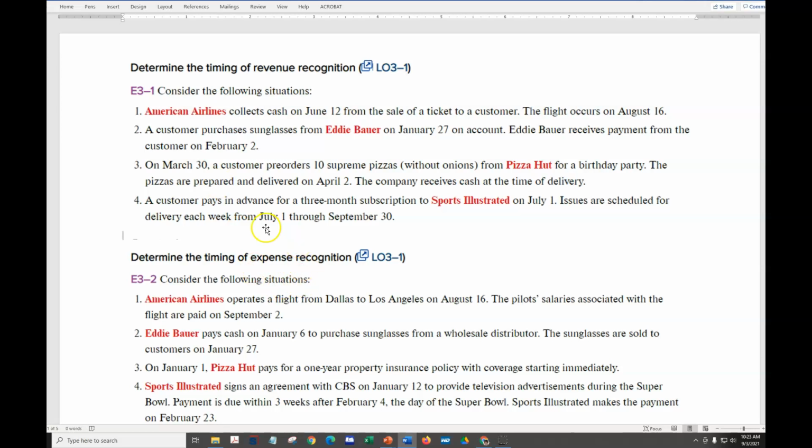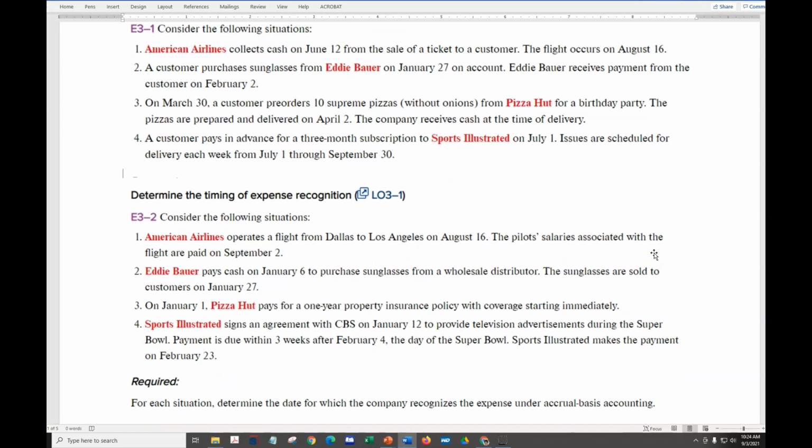Number 4, a customer pays in advance for a 3-month subscription to Sports Illustrated on July 1st. Issues are scheduled for delivery each week from July 1st through September 30th. When does Sports Illustrated recognize that revenue? Well, they don't recognize it when the customer pays on July 1st. They recognize it after each edition is delivered. So they'll recognize it in increments, weekly increments, as each magazine is delivered.